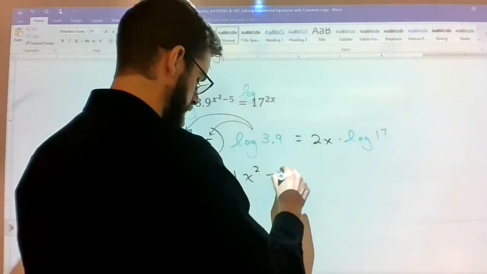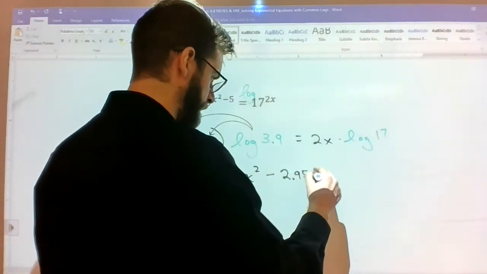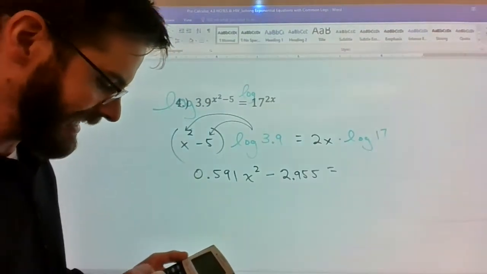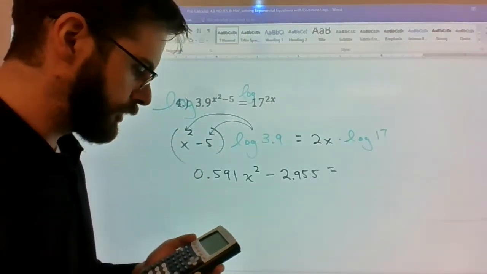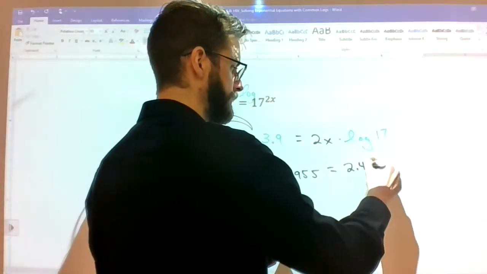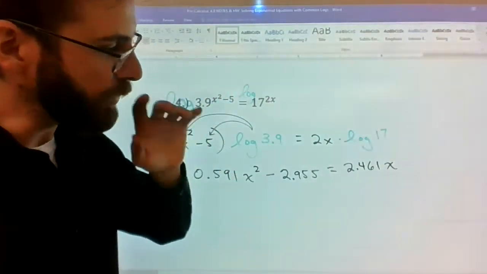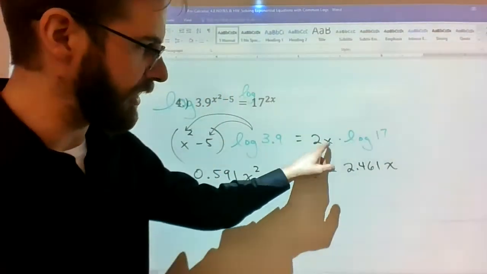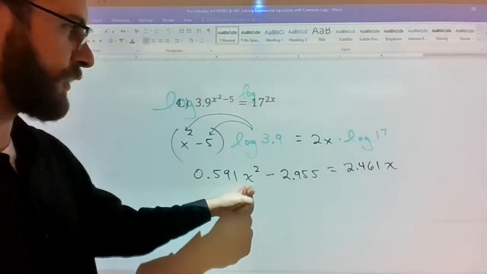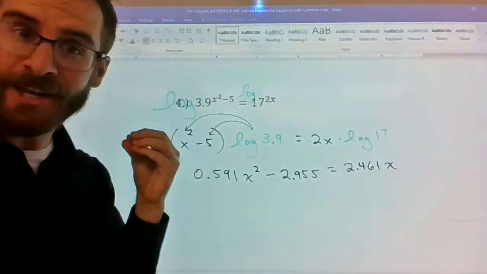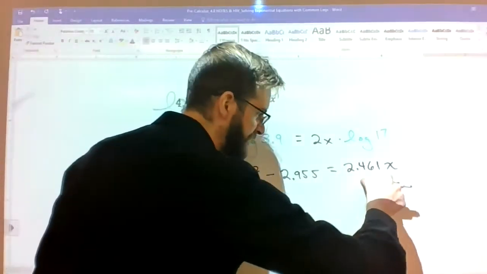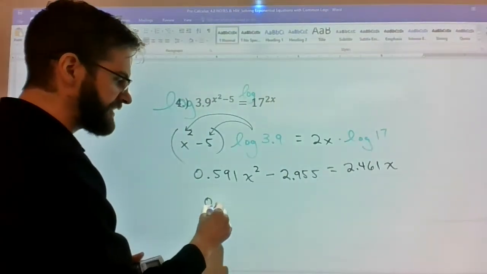You get this. On the other side, double log base 10 of 17. 2.461. And don't get lost in the sea of decimals that there are x's in different places. And oh my goodness, an x squared, an x, and a constant, that can only mean one thing. Quadratic formula. So move this to the left-hand side, so we put this thing in standard form.